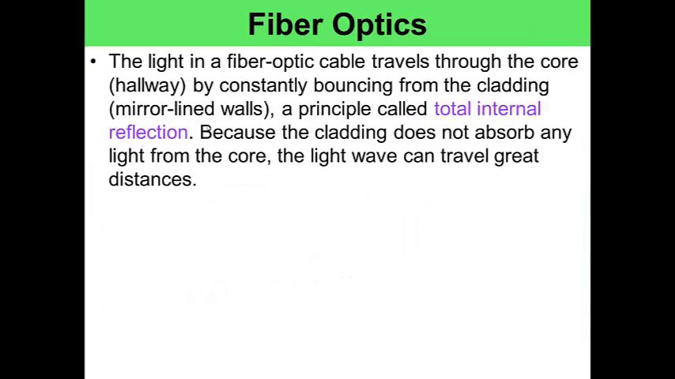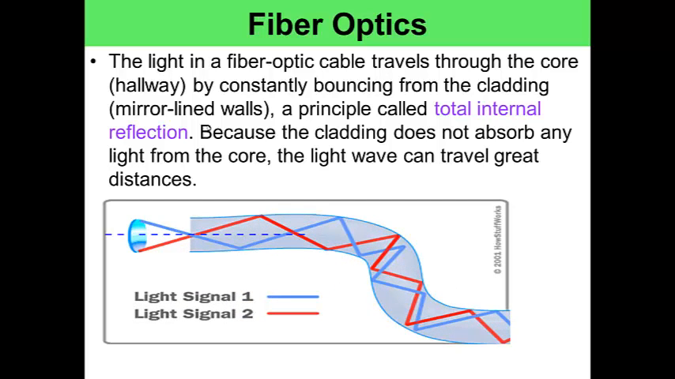The light in a fiber optic cable travels through the core, or the hallway, by constantly bouncing off the cladding, or the mirror-lined walls. This principle is called total internal reflection. Because the cladding does not absorb any light from the core, the light wave can travel great distances. So here's an example, a schematic of that.